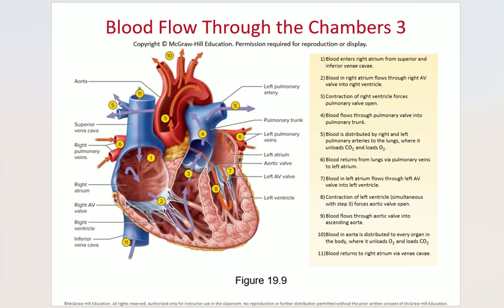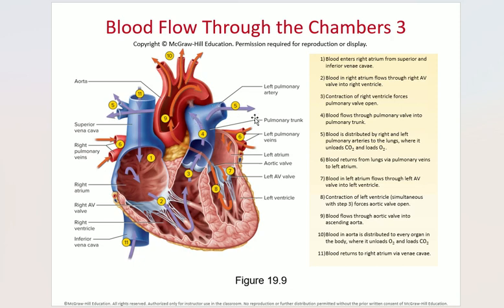So this is an important one. Blood flow through the chambers. Study this. Here it's written out. Read through this. So blood enters the right atrium from the superior and inferior vena cava. Blood in the right atrium flows through the right AV valve into the right ventricle, and it forces the pulmonary valve to open. Blood flows through the pulmonary valve into the pulmonary trunk.